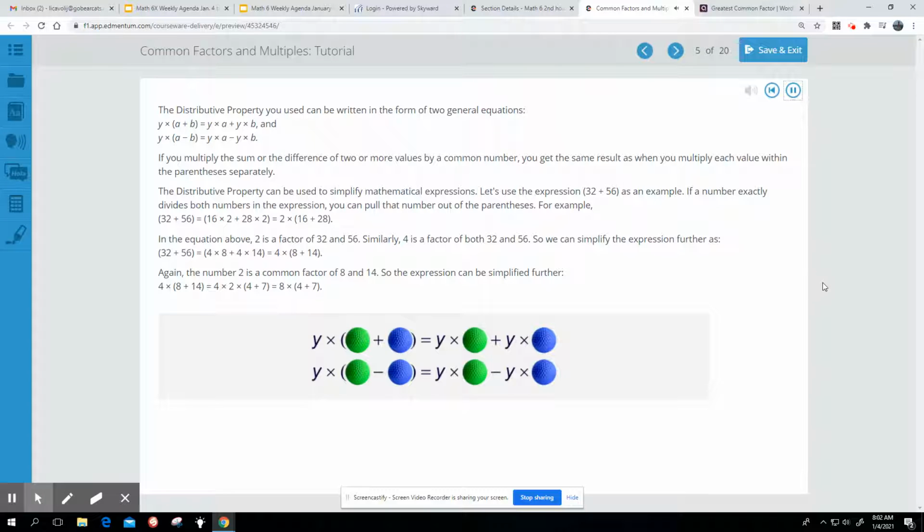So we can simplify the expression further as 32 plus 56 equals 4 times 8 plus 4 times 14 equals 4 times the sum of 8 plus 14. Again, the number 2 is a common factor of 8 and 14. So the expression can be simplified further. 4 times the sum of 8 plus 14 equals 4 times 2 times the sum of 4 plus 7 equals 8 times the sum of 4 plus 7.